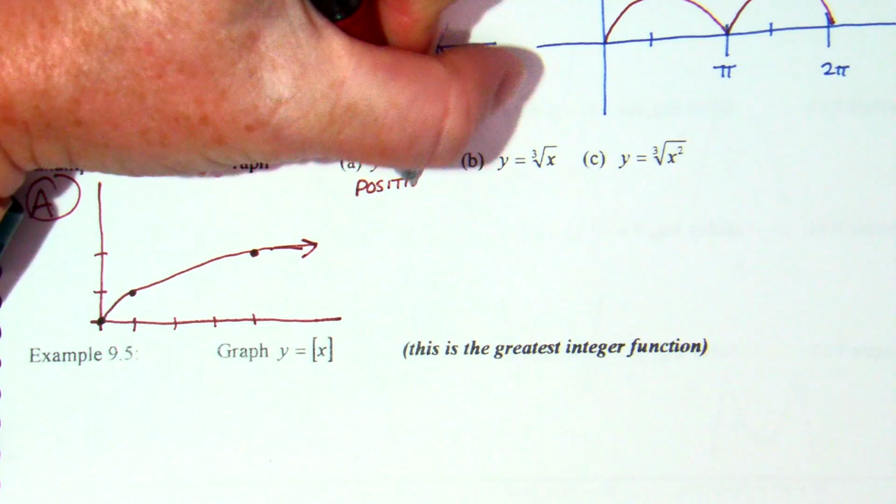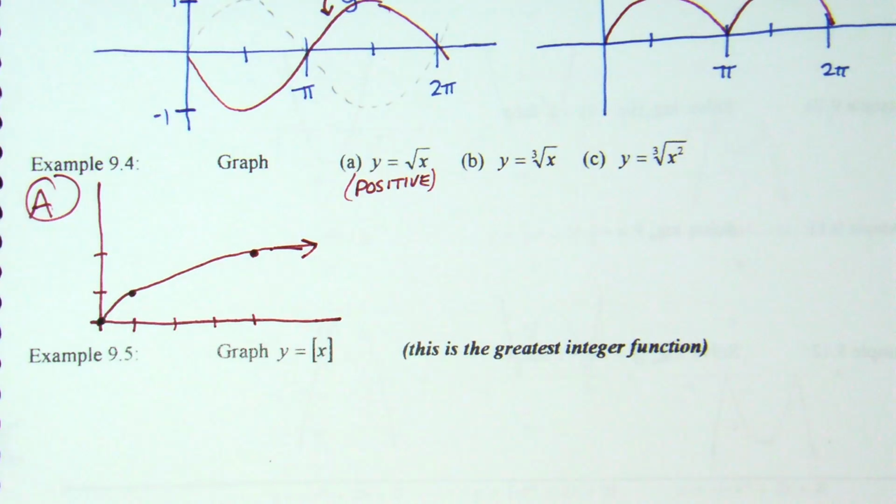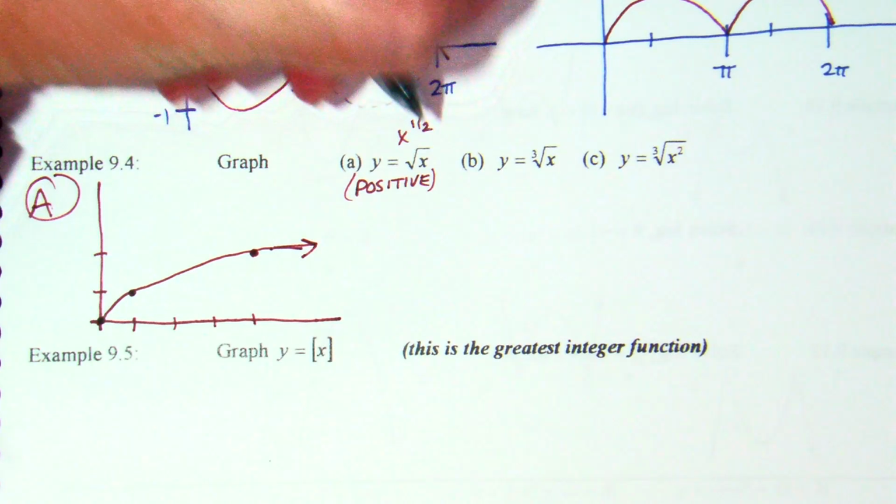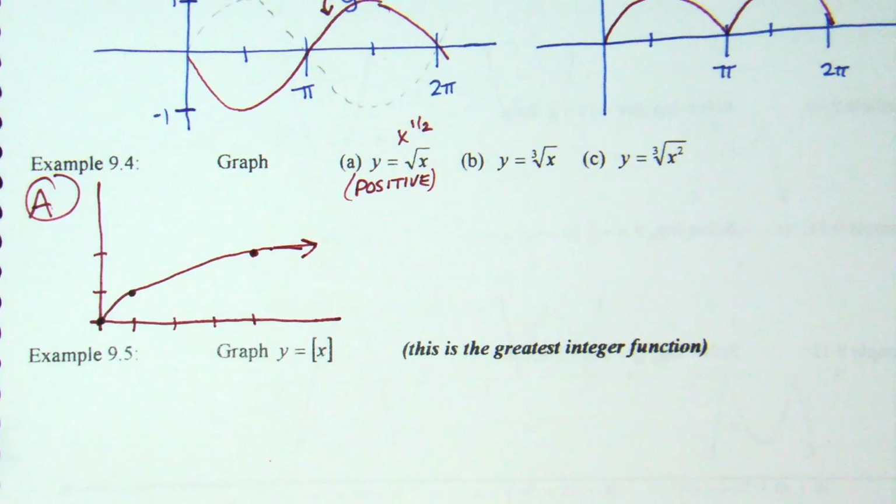Well, first of all, square root of x is only going to have positive values, correct? And what is that written with a power? Do you remember? Square root of x is x to what power? 1/2. Okay. And that's helpful to remember as well. Okay, B.